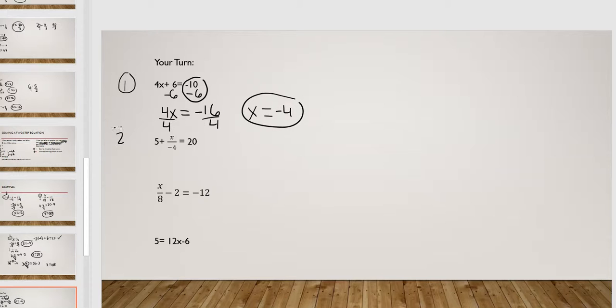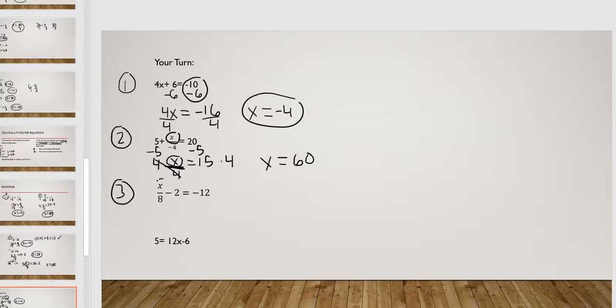Okay, on number 2, here's our variable. We want to isolate it. We're first going to get rid of the 5 by doing a subtract 5, which we do on both sides. So now we have x divided by 4 equals 15. And then to get the x by itself, we have to get rid of the divided by 4. The inverse operation for division is multiplication. So we're going to times by 4 on both sides. So x equals 60.